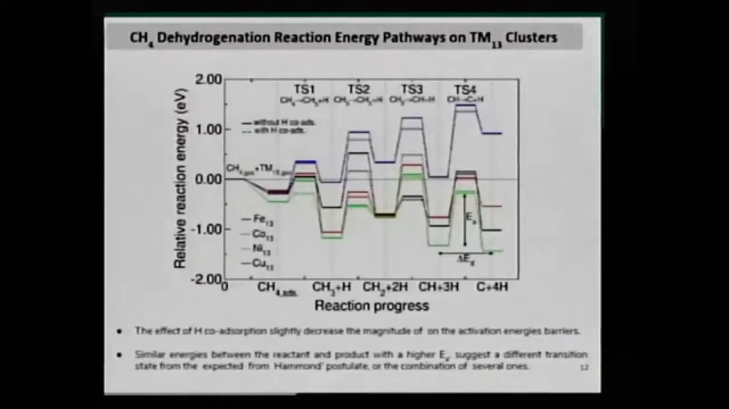I can show here that we have two types of graphics. In the dashed line, we have now the effect of hydrogen co-dissociation on the activation energy barriers. It's only a small effect, so only the dissociation energy decreases with the co-dissociation.